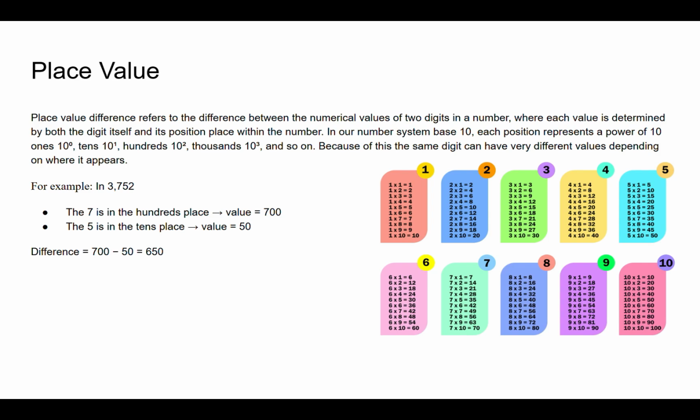Here's 700. The 5 is in the tens place. 5 equals 50. The difference between 700 minus 50 equals 650.